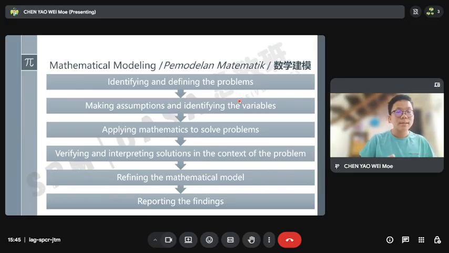Then this solution we can use, and later on when one of the variables changes, we can refine the mathematical model. Every variable can change, for example the rate of interest, or the price of petrol, which can change anytime, right? And finally, reporting the findings.